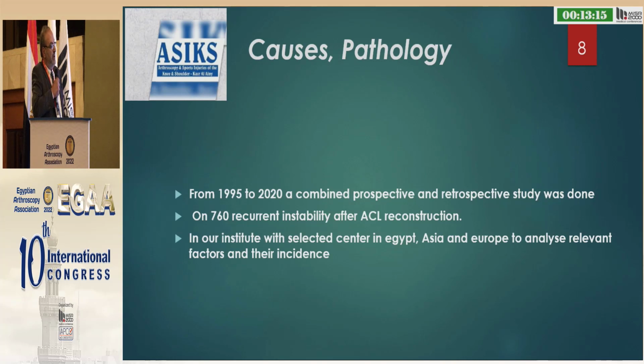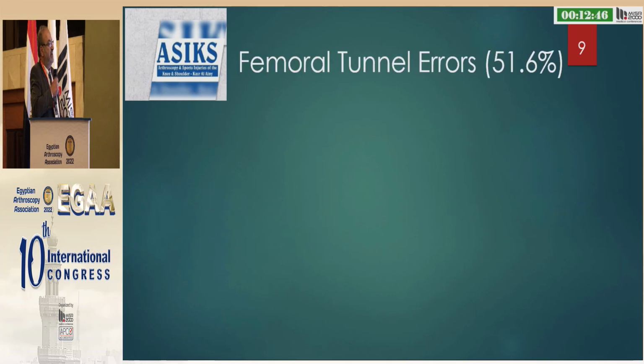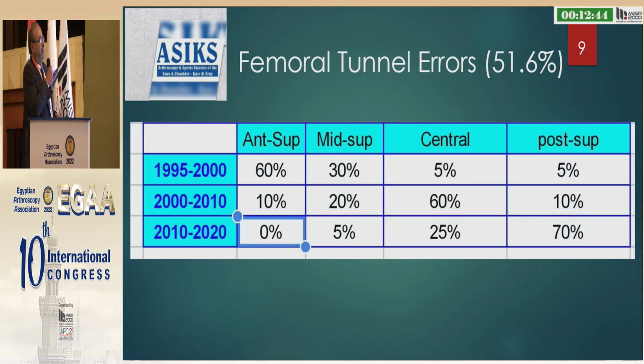So we have revised cases of failed ACL nearly from 1995 to 2020 in a combined prospective and retrospective study on 760 patients with re-instability. We did this study in our institute, Cairo University, with our colleagues in Asia and some centers of Europe to evaluate the problem.